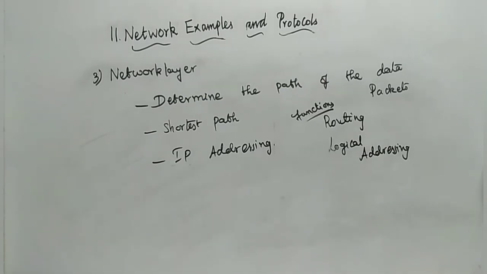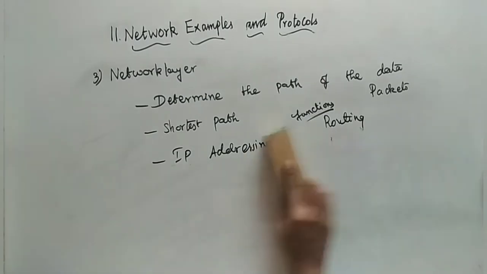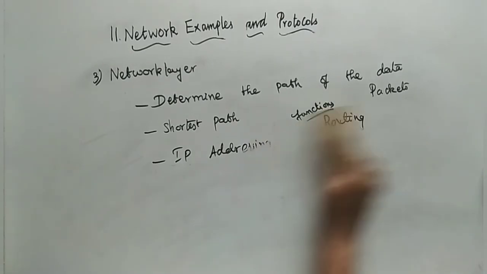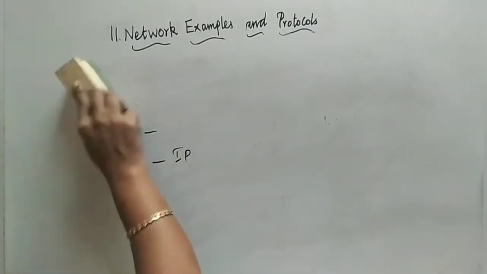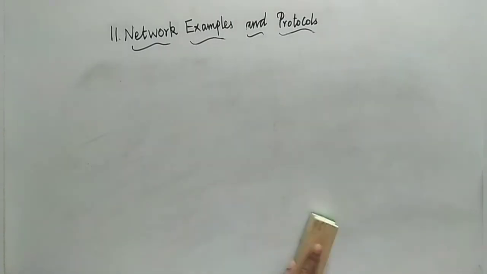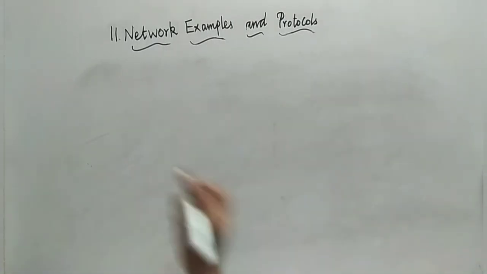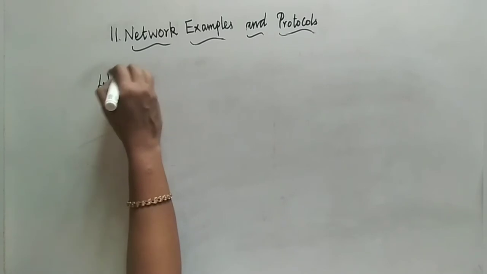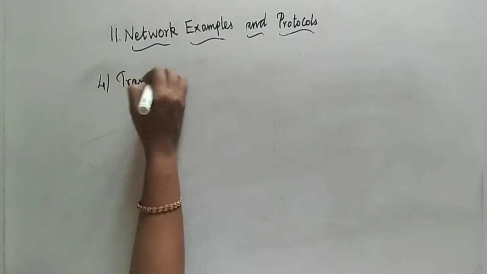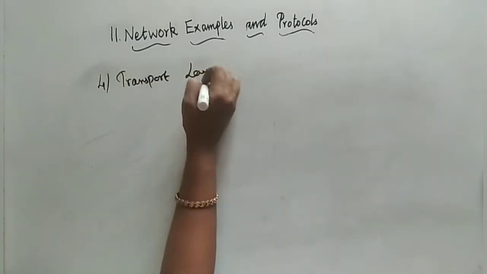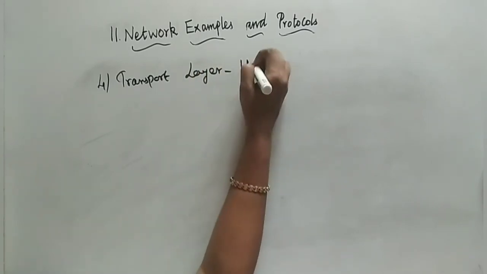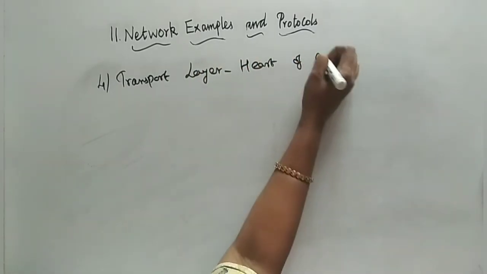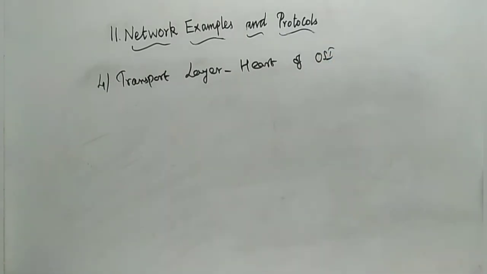Next we can see the next layer. It is your fourth layer. What is the fourth layer for you? Yes, the transport layer is the fourth layer. The transport layer is also called the heart of the OSI. You have seven layers, no? In that, this fourth layer, the transport layer, is the heart of the OSI model.